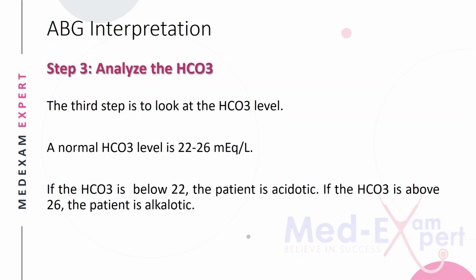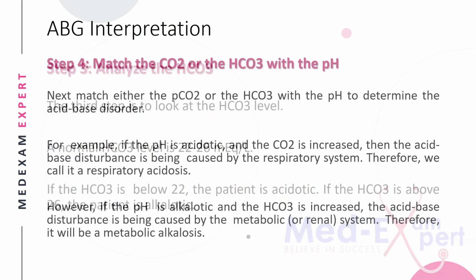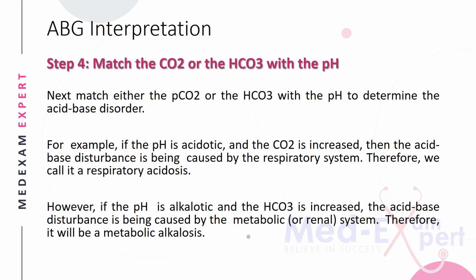So I now have the pH level, I have CO2, I have bicarb. Now I'm going to match between the pH and either the CO2 or the bicarb. In other words, if I have an acidotic pH and I see that the carbon dioxide is increased, and I know that carbon dioxide usually favors the route of acidity, then the acid-base disturbance is being caused by the respiratory system, and we have to say it's a respiratory acidosis.